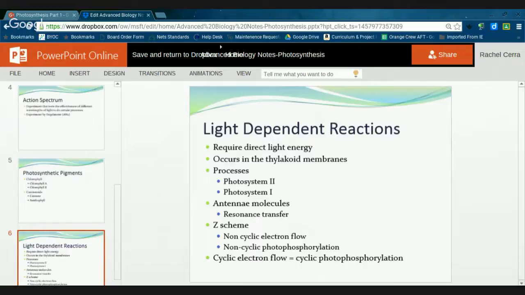So the very first part of photosynthesis is characterized as the light-dependent reactions. Tomorrow we'll talk about the light-independent reactions, or the dark reactions. Obviously from the words light-dependent, it means that it requires light in order to occur. So without light, you're not going to go through these two processes. It's going to occur in the thylakoid membranes of your chloroplasts. And these light-dependent reactions are entitled photosystem 1 and photosystem 2.